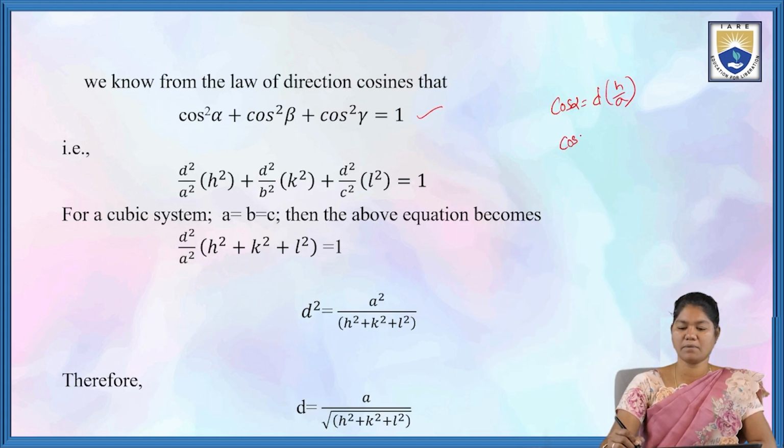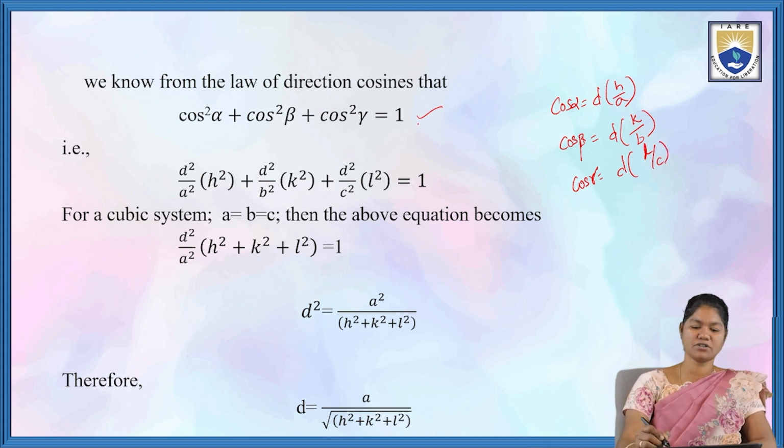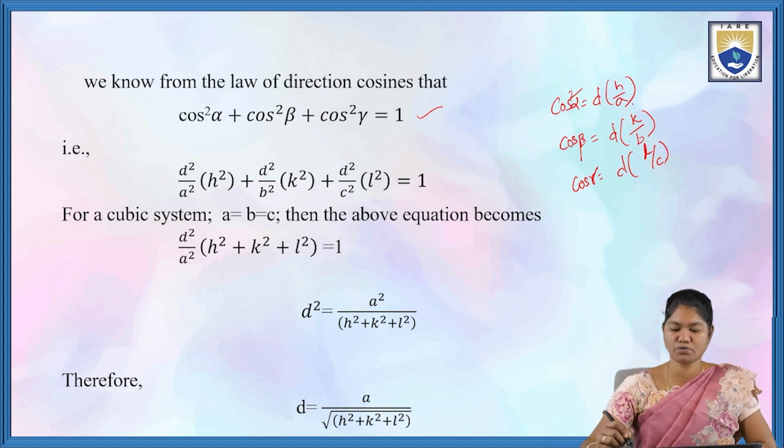And cos beta is equal to d into k by b, and cos gamma is equal to d into L by c. So from the direction cosines law, cos square alpha plus cos square beta plus cos square gamma is equal to 1. Taking squares, cos square alpha is equal to, we will get squares.